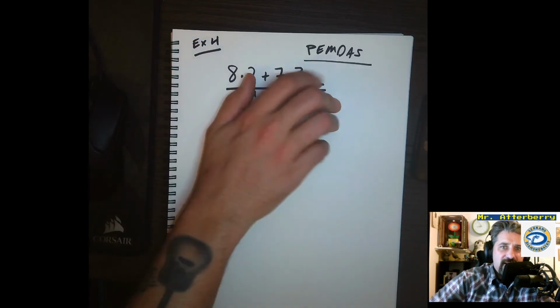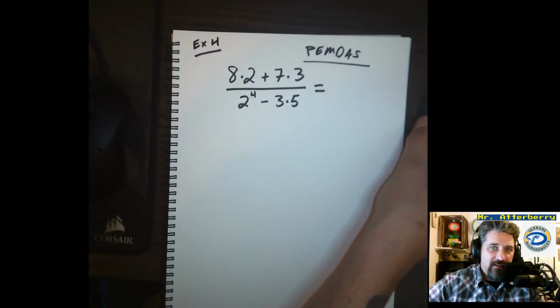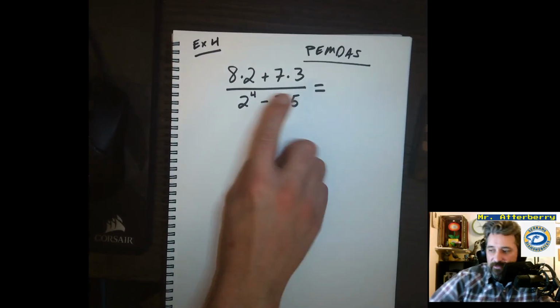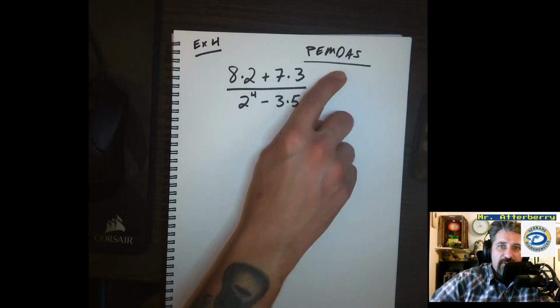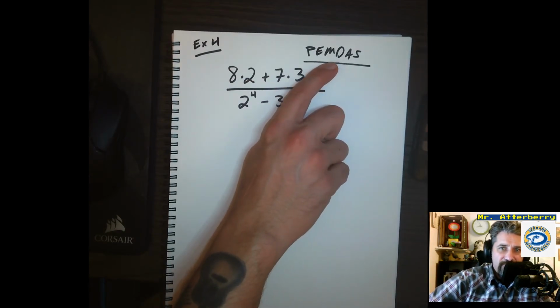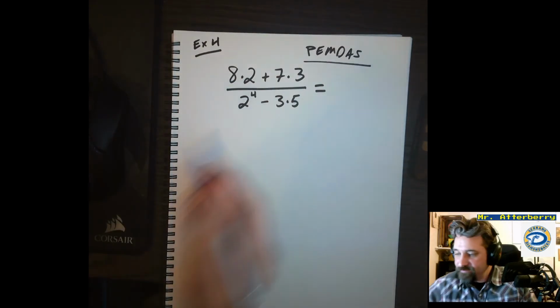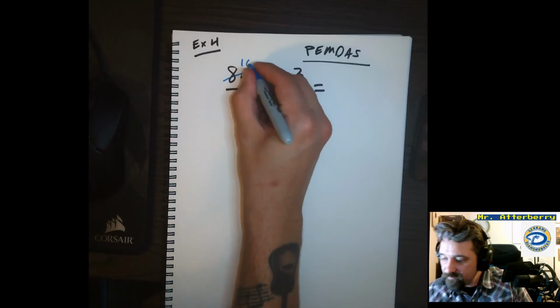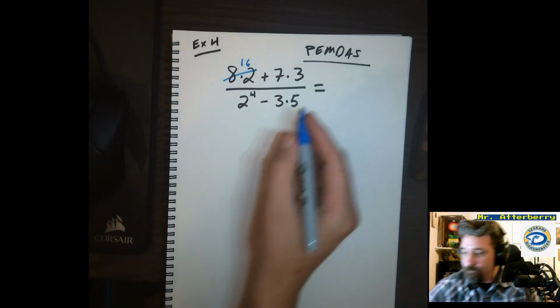Thinking of PEMDAS, there's no parentheses. There's no exponents, but there is multiplication and division. So I'm going to do 8 times 2, and I'm going to do 7 times 3, which equals 21.